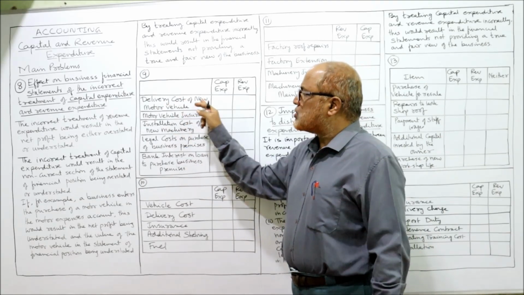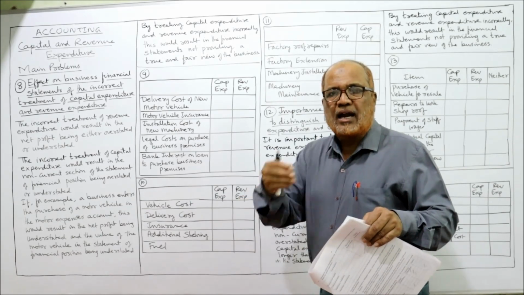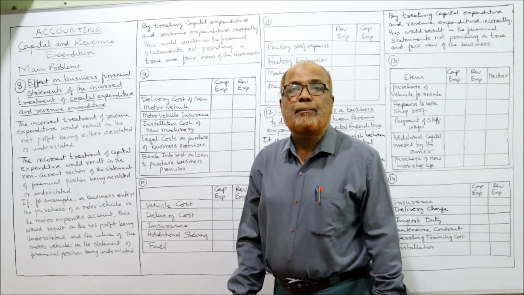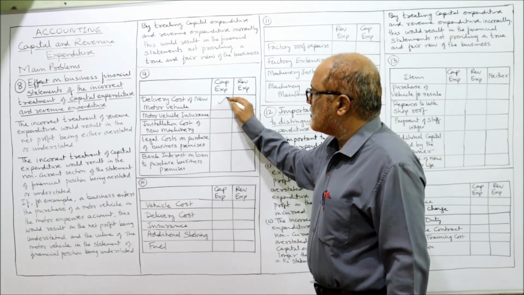Now, delivery cost of new motor vehicle. The motor vehicle is purchased and the delivery cost paid. It is only a one-time cost. It's a capital expenditure. So delivery cost of new motor vehicle: capital expenditure.